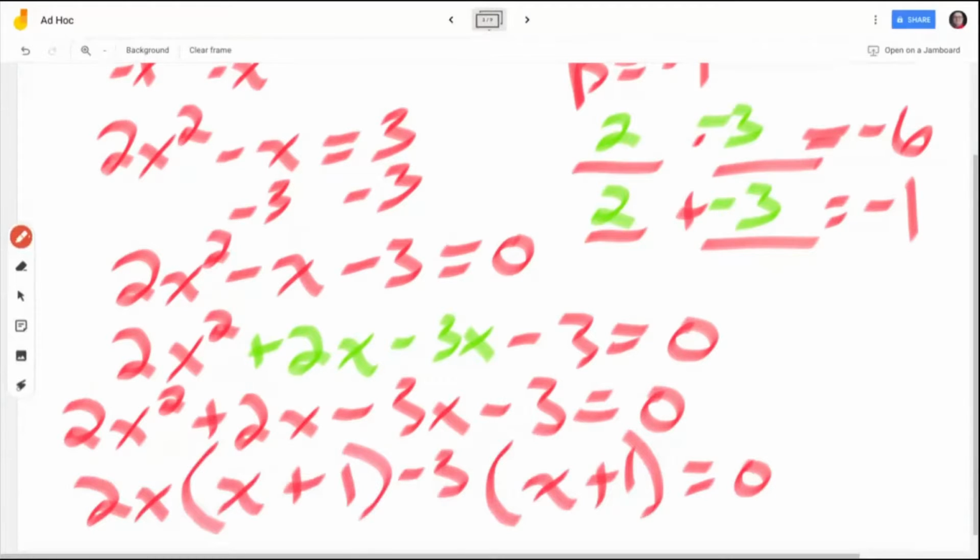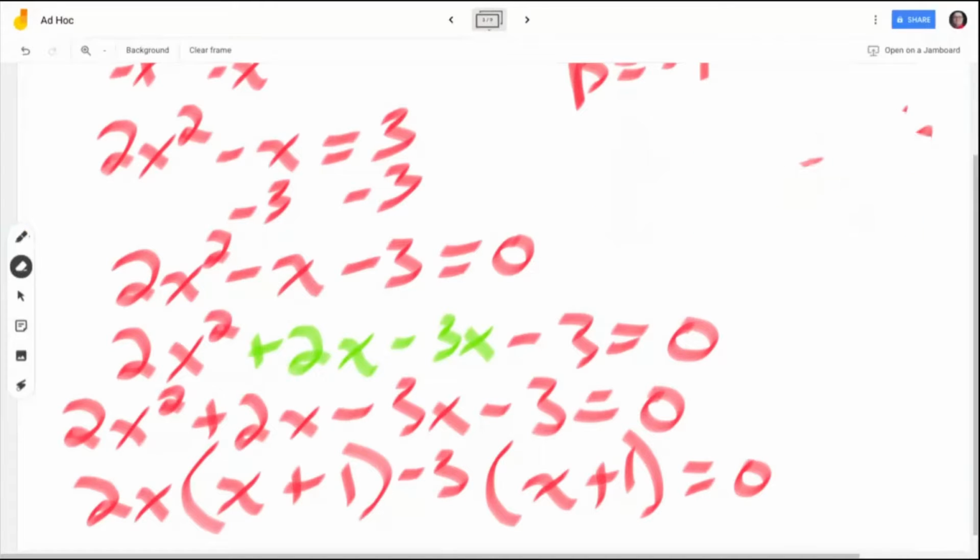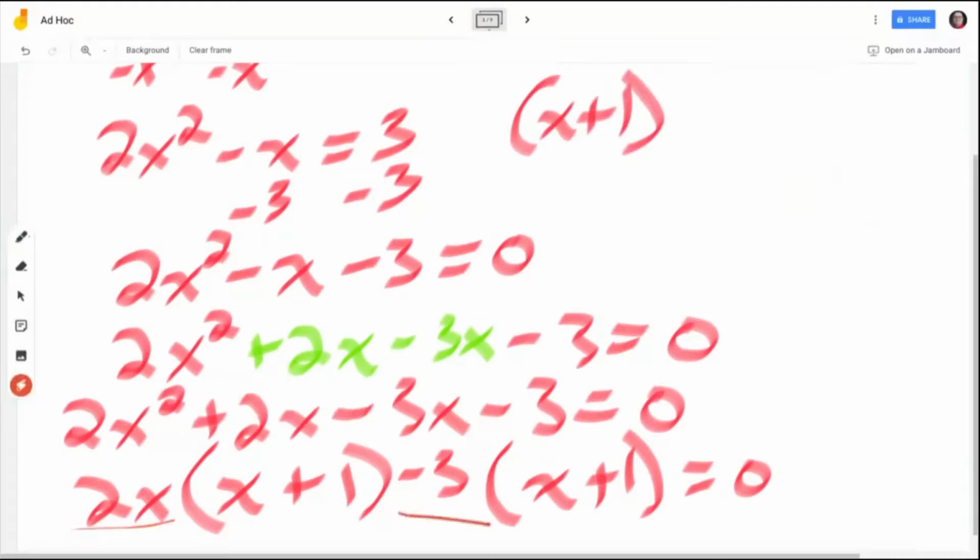Okay. So, let me make some room up here. So, what we need to do is now we're going to pull an x plus 1 out of this term, x plus 1 out of this term. So we're going to have that x plus 1 times what's left over, the 2x minus 3, and that's equal to 0.